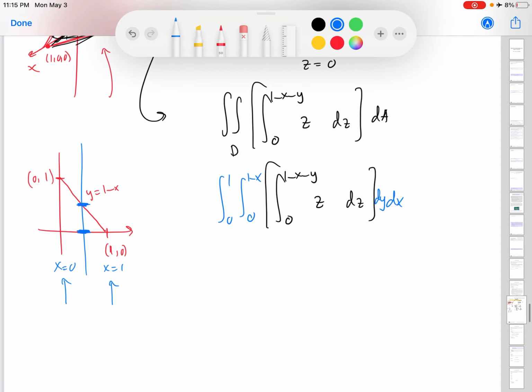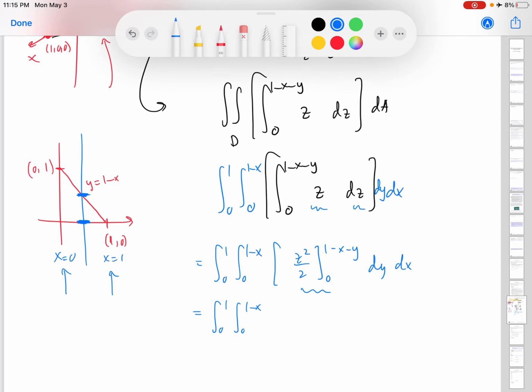As usual, I will do a little bit of this and then encourage you to calculate the rest of it as practice. I'm integrating z with respect to z, so that turns out really nicely to be z squared over 2 from 0 to 1 minus x minus y. And that leaves me with this expression. I don't have to really put the 0 in there, I'm going to subtract 0 squared. So really I just have (1 minus x minus y) squared over 2, dy dx.